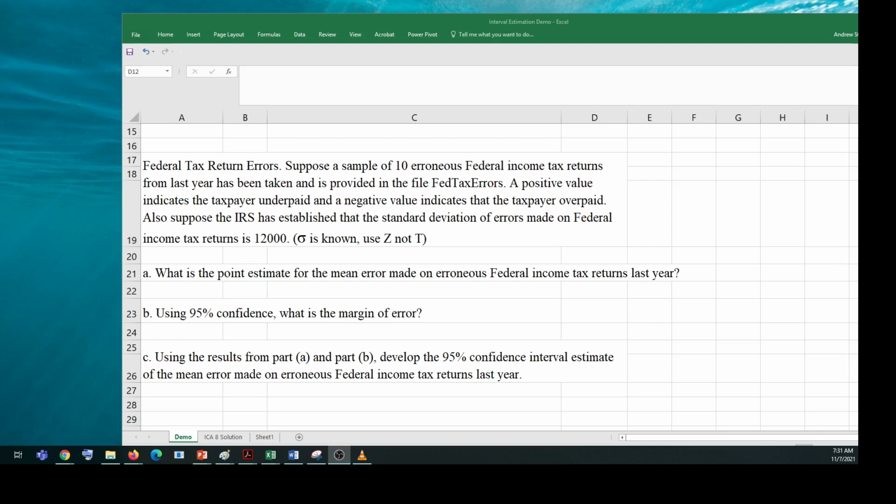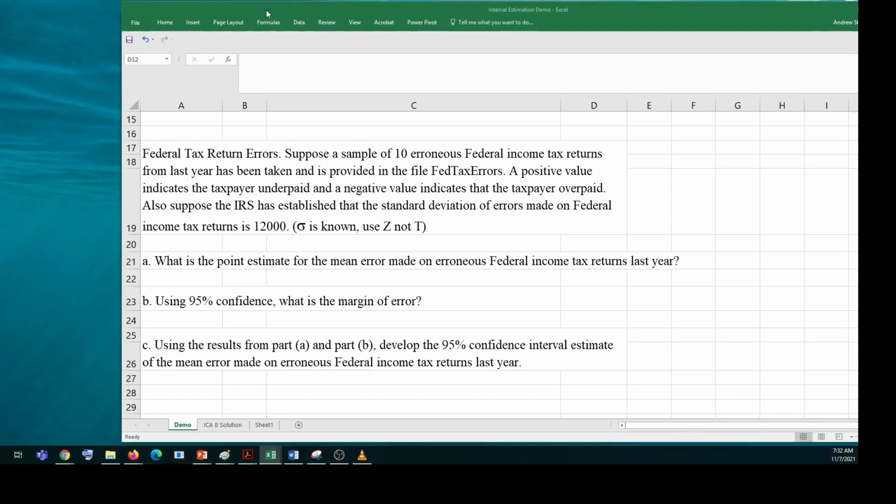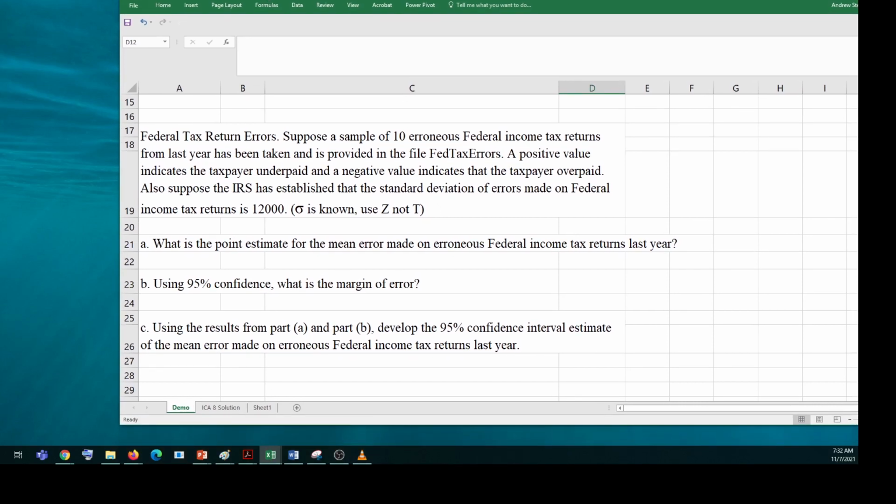In terms of the questions we want to answer, the first one is, what is the point estimate? The point estimate for the mean is x bar, because x bar estimates mu, while mu is the population mean, which we don't know. That's the whole reason for doing this process. So we need to find x bar in this case. Then for b, we need to do the margin of error, based on the 95% confidence. In part C, we have to do the confidence interval based on the 95% confidence level. So let's get right into it.